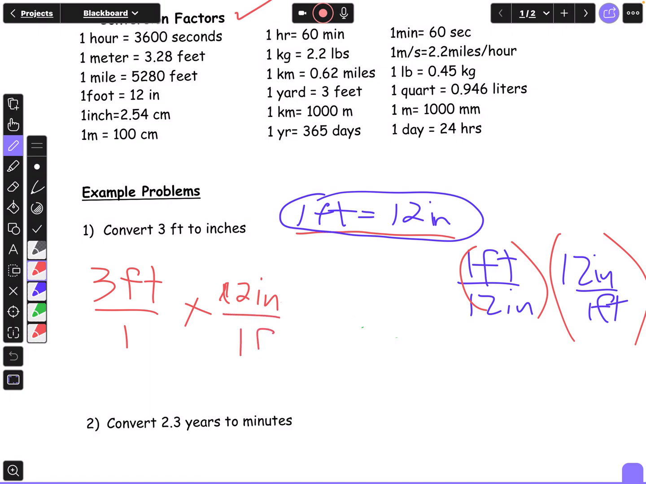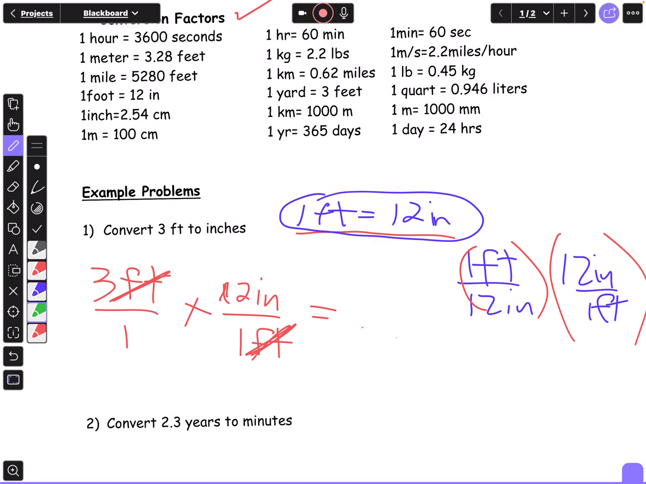over the 1 foot. When I do this, if I have feet on top and feet on bottom, they will cancel out. And then I will be left with the units I need, which is inches. Because my units canceled out and this gave me my correct units, this would be the correct way to use this conversion factor. It would be 12 inches over 1 foot instead of 1 foot over 12 inches.